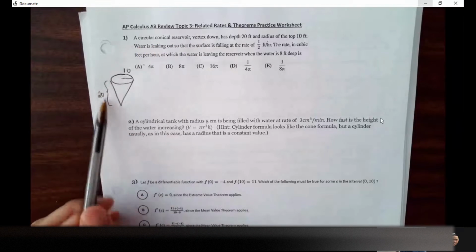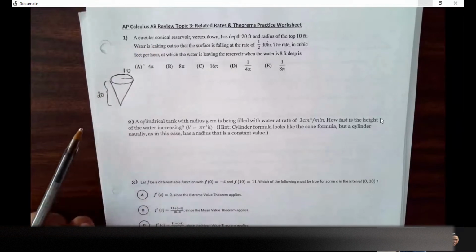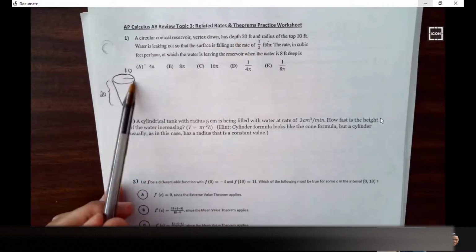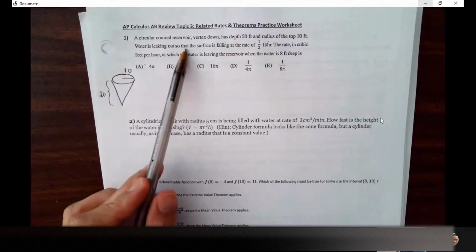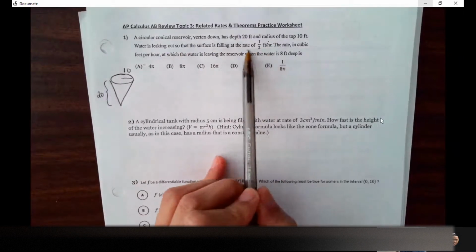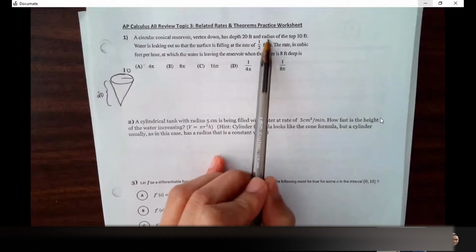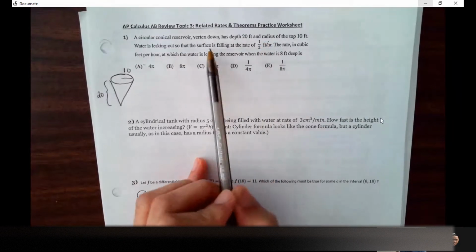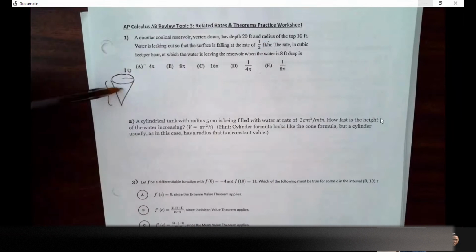So we have the dimensions of our cone here. Depth of 20 feet, radius is 10 feet across the top. Water is leaking out so that the surface is falling at a rate of 1/2 feet per hour. We know that this is not referring to volume because the unit here is just a one-dimensional unit, feet per hour. Surface is falling, so we can think of that as height related.